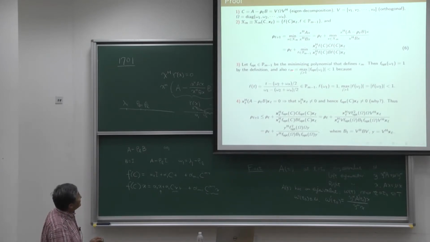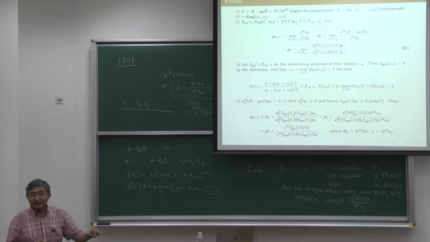Well, we can claim that epsilon m is always less than 1, cannot be bigger than 1. The reason is epsilon m is, among all polynomials, the best possible. So if I can pick one particular polynomial so that the value from omega 2 to omega n is less than 1, then epsilon m is going to be better than that.